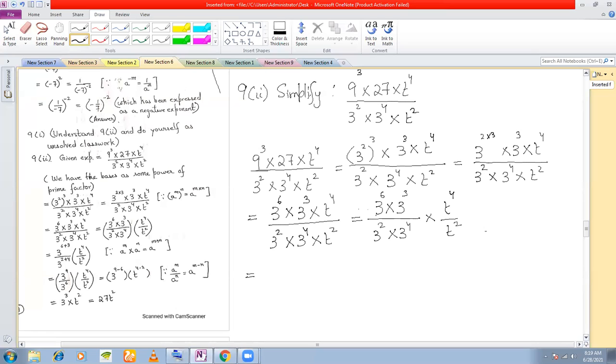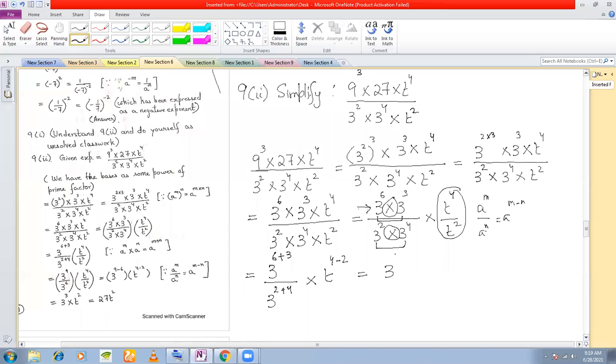Now here in the numerator, what can I do? I can add the powers because the bases are same. I can write this as 3 to the power of 6 plus 3, because there is a multiplication sign and the bases are same. In the denominator, the bases are same, multiplication sign in between. Therefore, I can add the powers. And here, this is of the form a to the power of m by a to the power of n, which can be written as a to the power of m minus n. That means I can write this as t to the power of 4 minus 2.